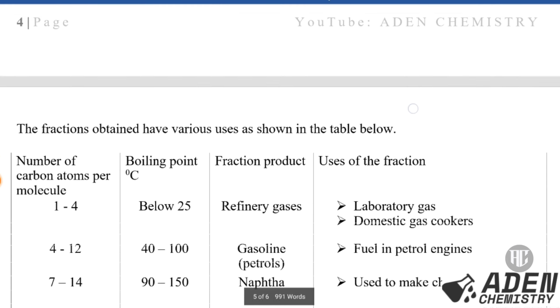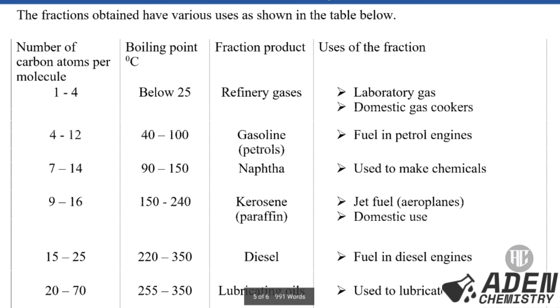So let's proceed and see. The fractions obtained have various uses as shown below. In the table of fractions obtained during fractional distillation of crude oil, the first column is the number of carbon atoms per molecule, the second column is the boiling point in degrees Celsius, the third column is the fraction product, and the last column is the uses of the fraction. We start with 1 to 4 carbon atoms. They are distilled off at a boiling point below 25 degrees Celsius, and the fraction product is called refinery gases. The refinery gases have two uses: they are used as laboratory gas, and as domestic gas for cookers.